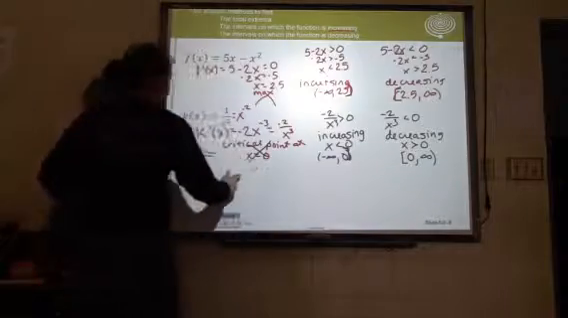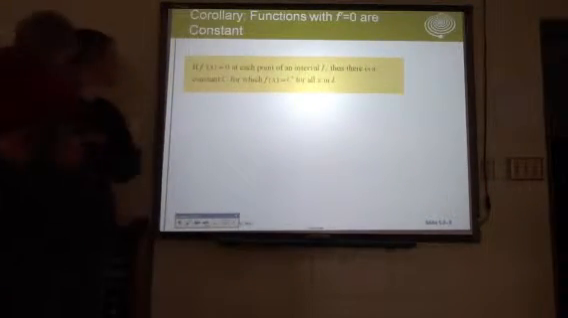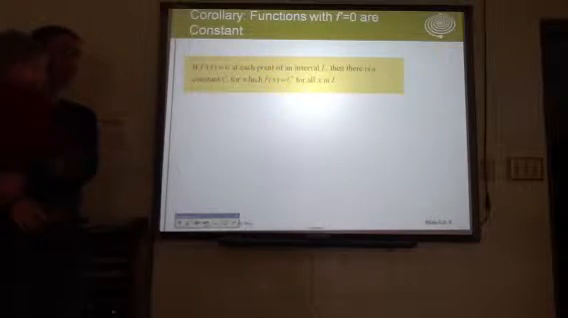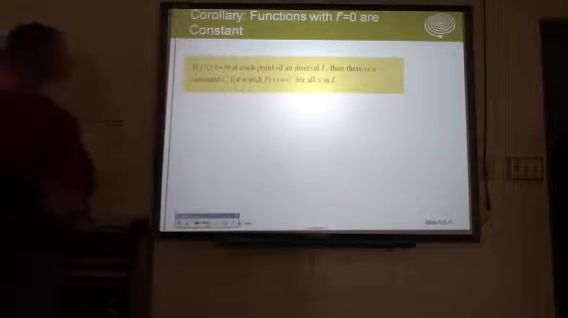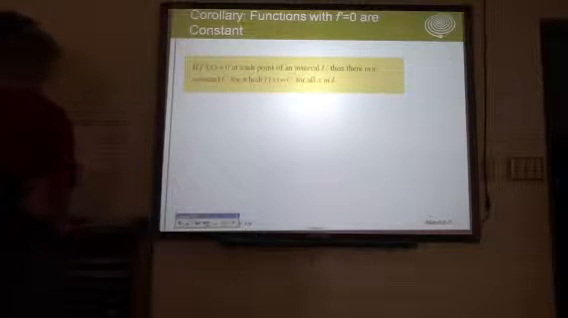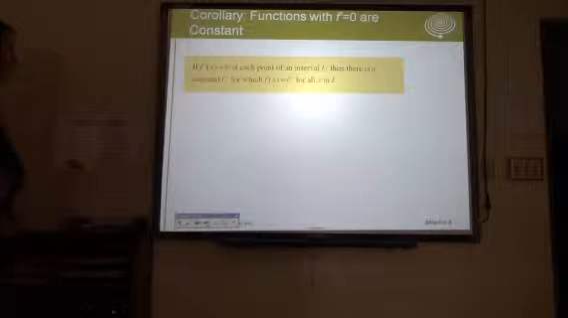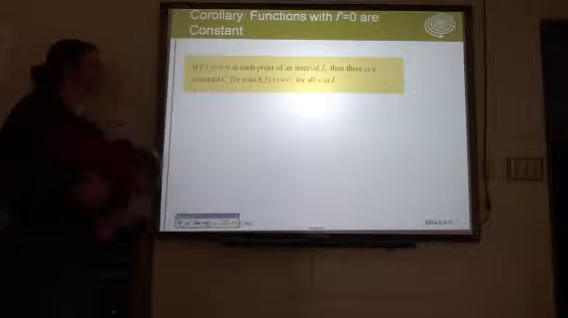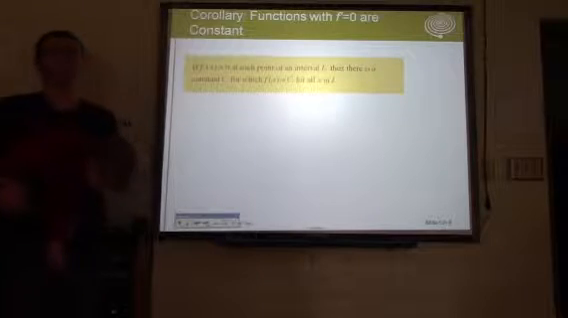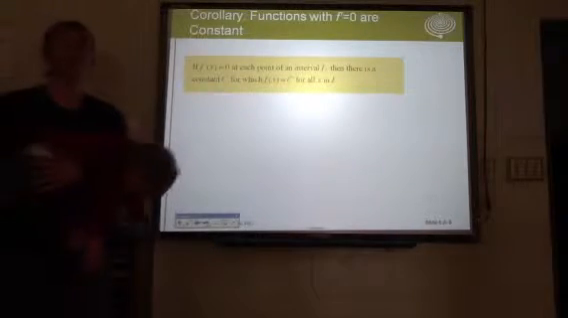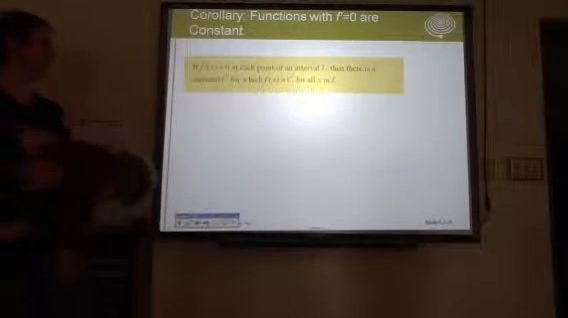Alright. So, not done yet. Let's keep going. We need to think about what it means for my derivative to be equal to 0. It says that if f prime at x equals 0 at each point on the interval I, then there is a constant c for which f at x equals c. So if your derivative is 0 the whole time, then you must have a horizontal line.